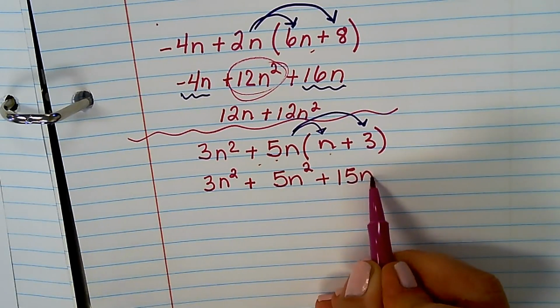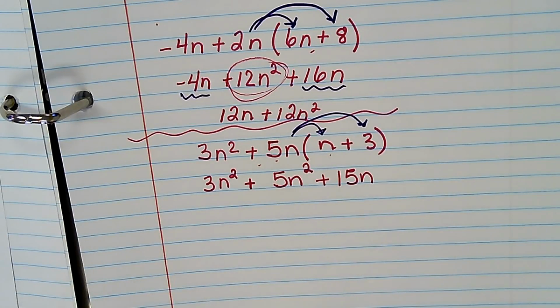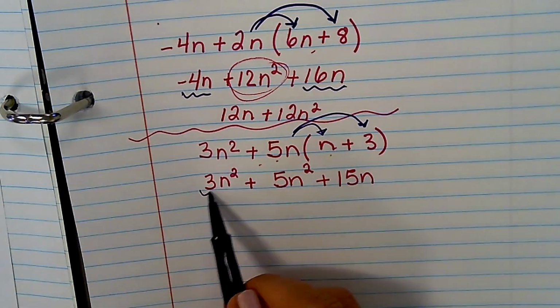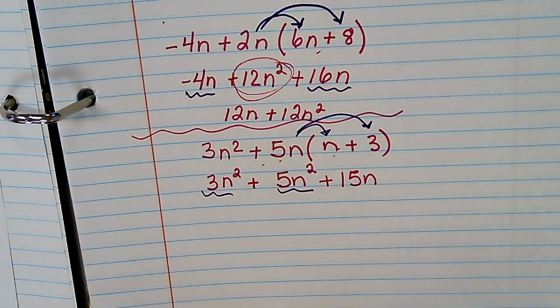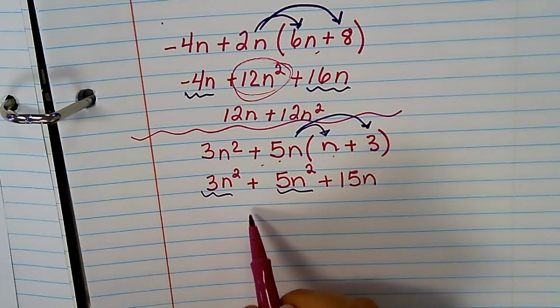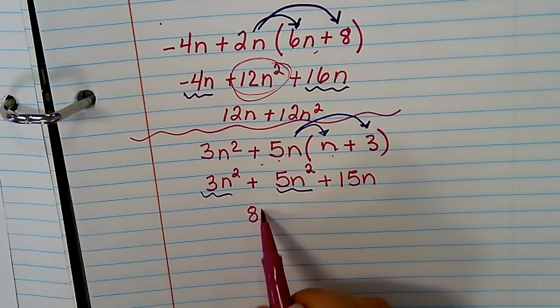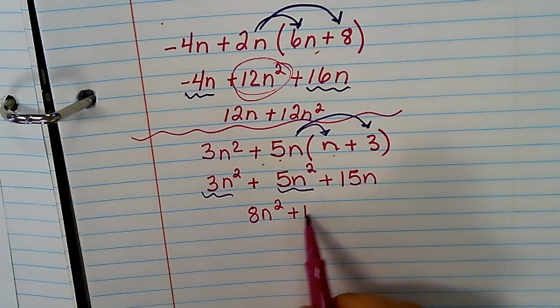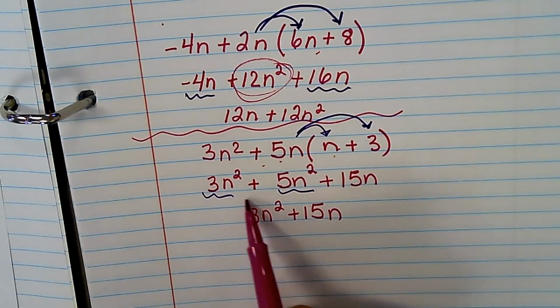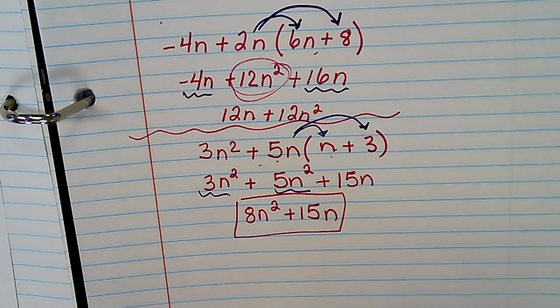Are there any like terms? They're both positive. So 3n squared plus 5n squared is 8n squared. Okay, any questions? Hang on just a second. So any questions?